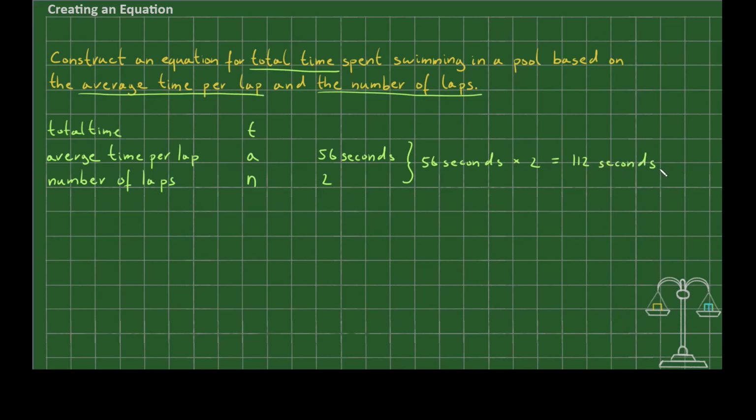And now I can work backwards. 56 seconds, that was the average time, or A. 2 was the number of laps, or N, and 112 seconds was the total time. So the equation for total time is A multiplied by N equals T. Let me play with this equation for a bit. T equals A multiplied by N. I can rearrange this equation to make any other variable the subject of the equation.